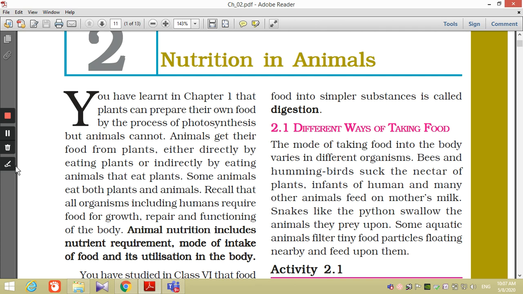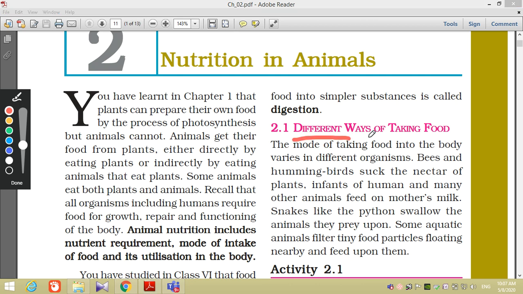Today we will learn different ways of taking food. What are the different ways in which food is taken by animals? You see, depending on the organisms, the mode of intake of food, that means how they eat food, how they take their food, varies. That means it is different from animal to animal.